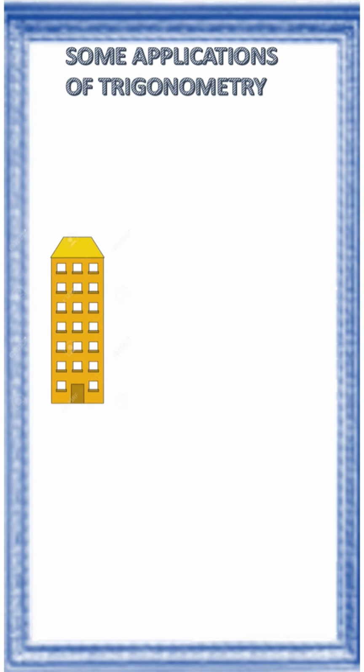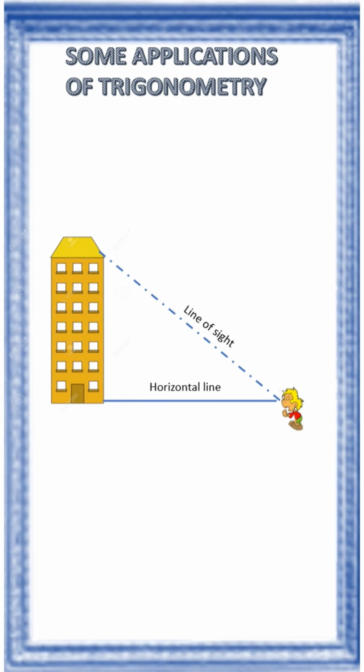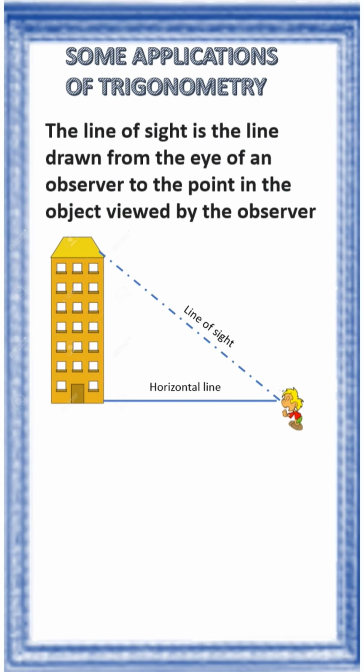Now, this is the observer. This is the horizontal line. He observes the top of the building. This is line of sight. What is line of sight? It is the line drawn from the eye of the observer to the point in the object viewed by the observer. Here he observes the top of the building.